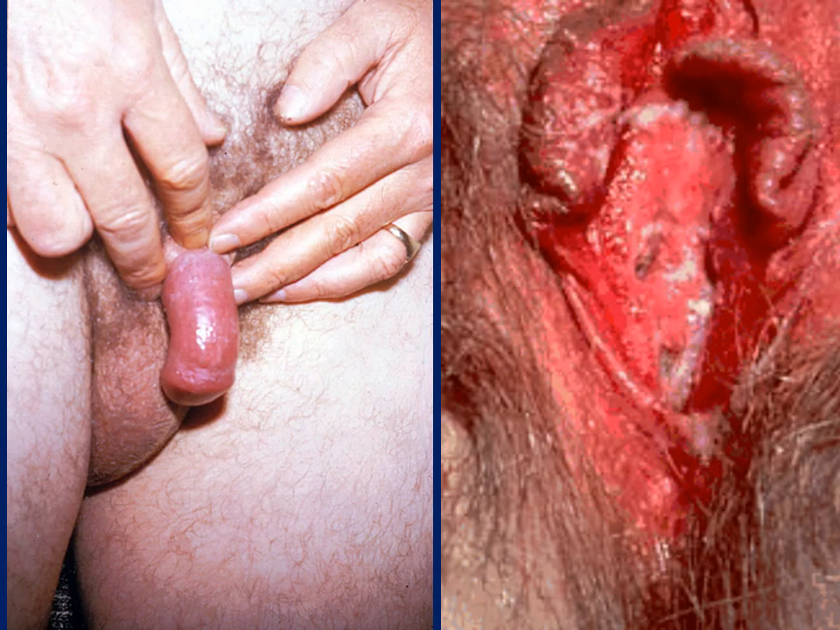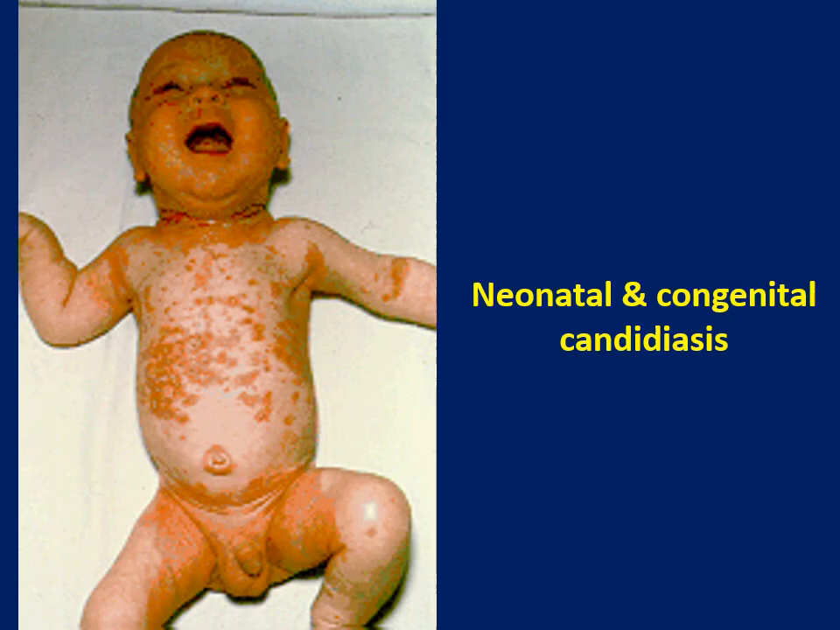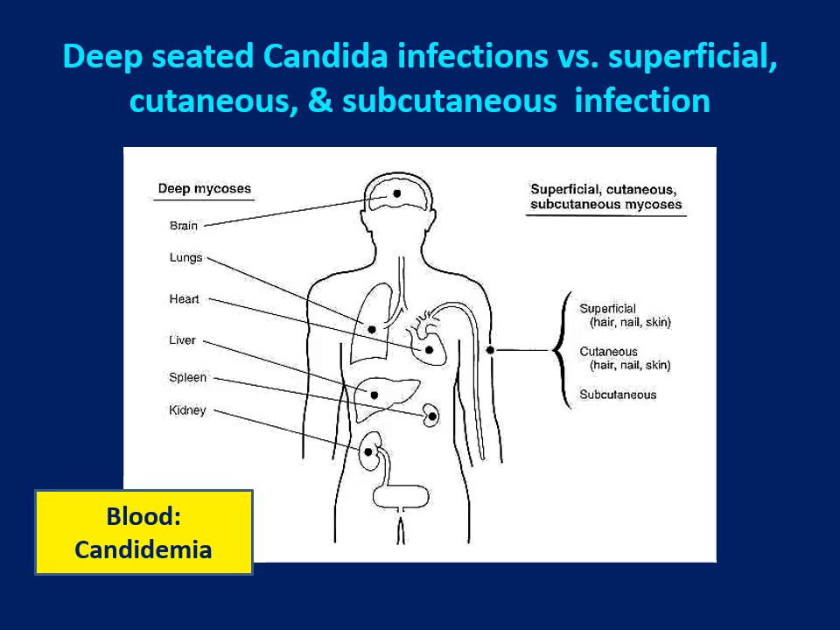This is a picture of a very severe mucocutaneous candidiasis, and this is also a slide showing severe penile candidiasis. This is neonatal congenital candidiasis. This is the same baby here. This tells you that this is disseminated disease, and you would start worrying about a T-cell function deficiency.